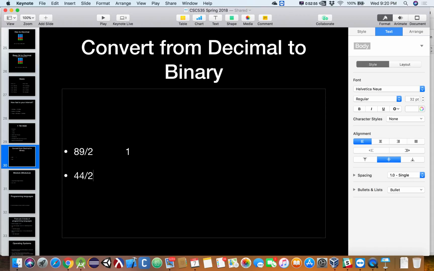44 divided by 2 is 22. 22 times 2 is 44 with a remainder of 0. 22 divided by 2 is 11. 11 times 2 is 22 with a remainder of 0. 22, 22, same number, so 22 minus 22 gives you 0. 11 divided by 2 is 5. 5 times 2 is 10. 11 minus 10 is 1. So it's a remainder of 1.